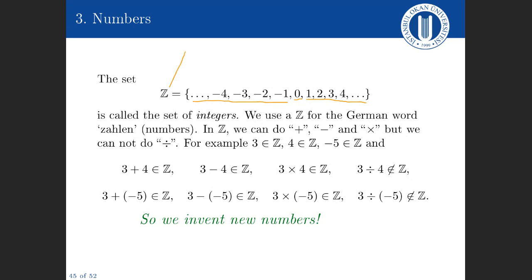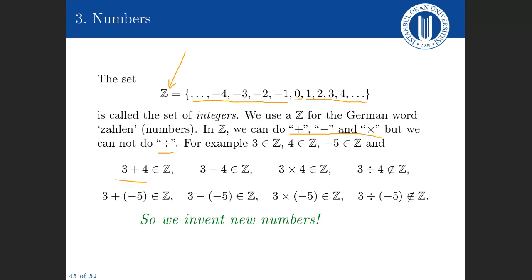The symbol for the integers is this special letter Z. Why is it a letter Z? It comes from the German language. In Z, we can do addition and subtraction and multiplication, but we cannot do division.